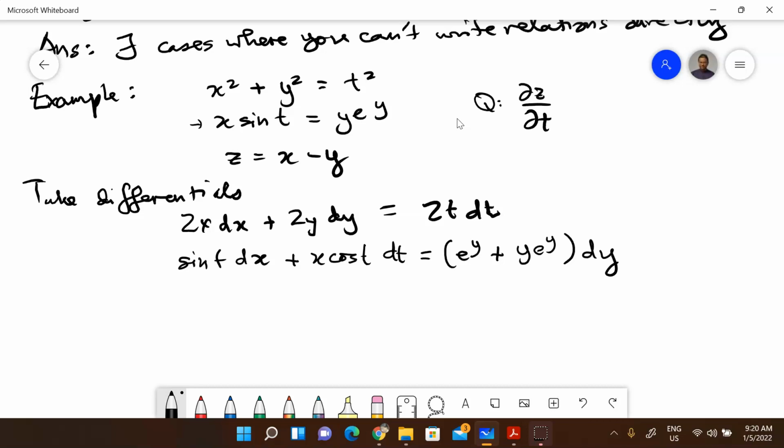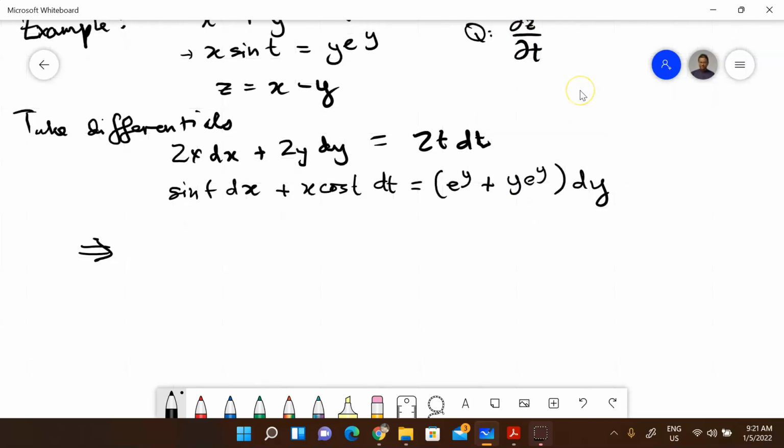So let's simplify this first, so that I don't get confused myself. The factor of 2 is a common factor there, so I can remove that. So I have x dx plus y dy equals t dt. Now on the second equation over here, I will try to move the dt onto the other side of the equation.